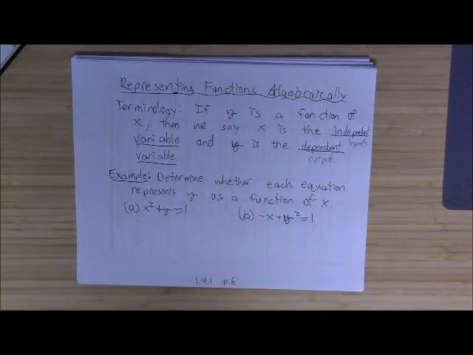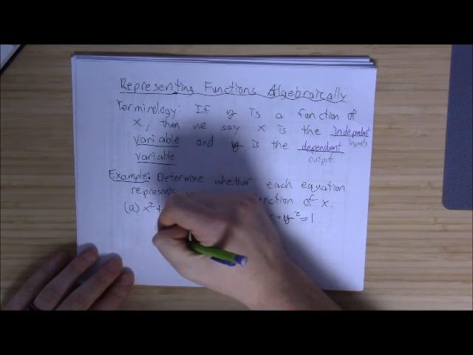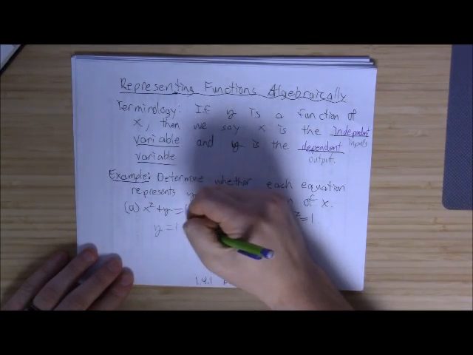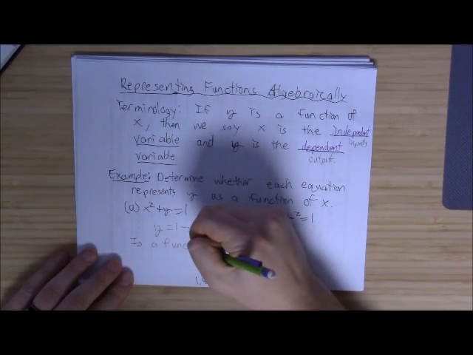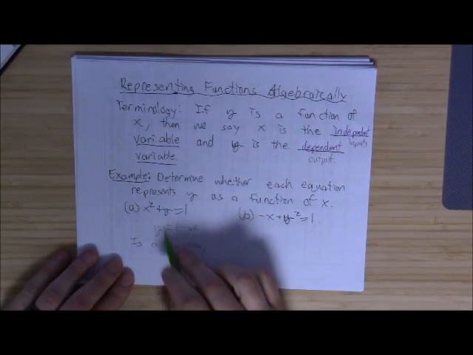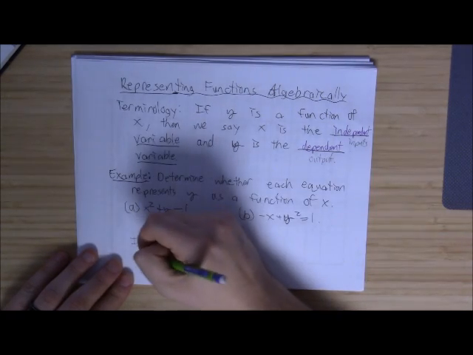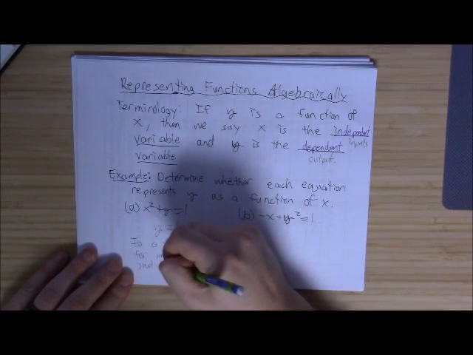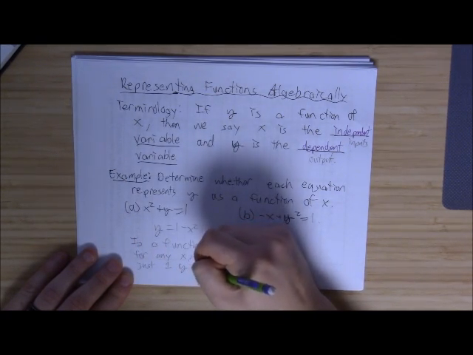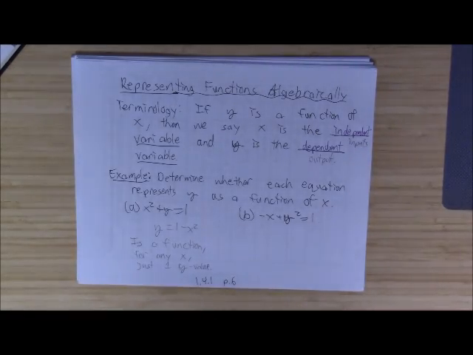So, for example, let's determine whether each of the following equations represents y as a function of x. We can do this by solving for y and seeing what we get. Here we have y equals 1 minus x squared. And this is a function. And the reason it is a function is because no matter what we were to plug in for x, we would always get a single y value. So for any x, just one y value. And thus, the golden rule for functions is satisfied. For any input, we get just one output.